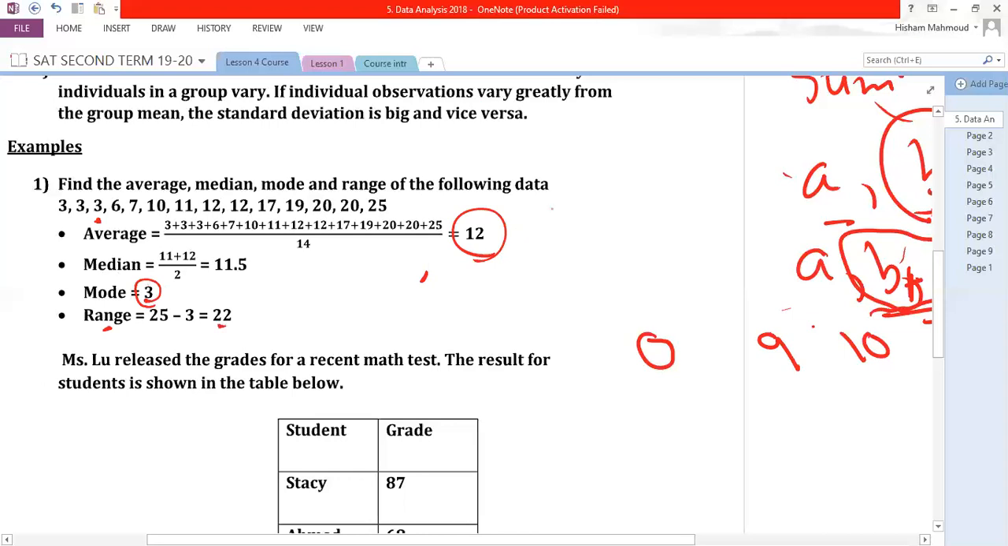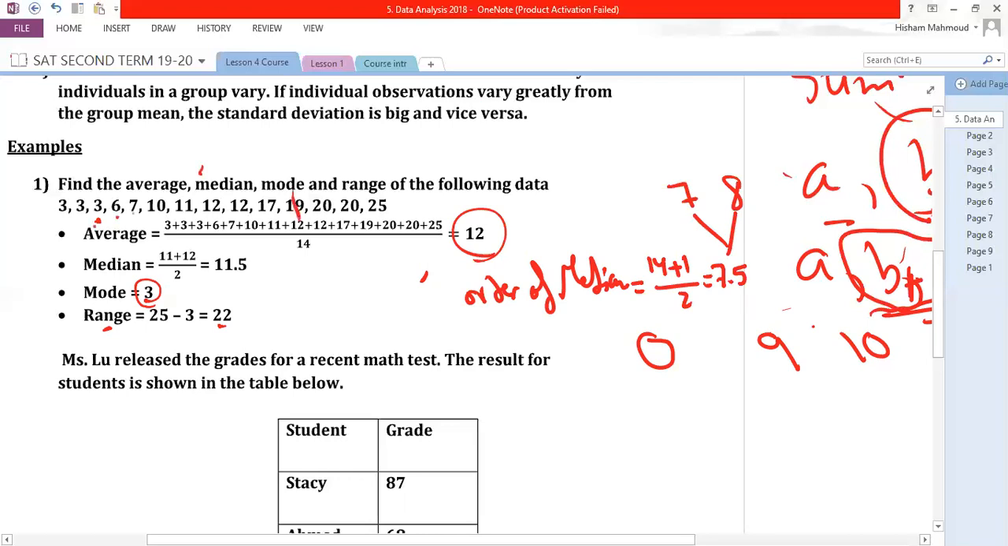Median. Let's study the median. First, I should find the order of the median. You told me it's 14 values, right? So 14 plus 1 divided by 2 is 7 point 5. So I'm going to the 7th and 8th values. 1, 2, 3, 4, 5, 6, 7, and 8. So I'm going to add 11 and 12 and divide by 2. Now the questions. There is no analysis in what we said. We found 4 values. There is no analysis.